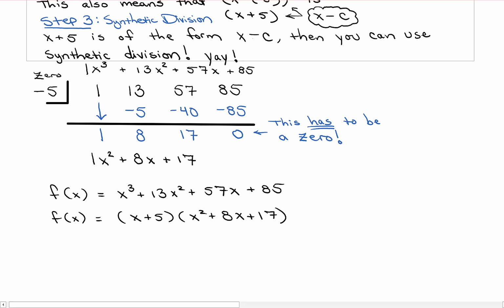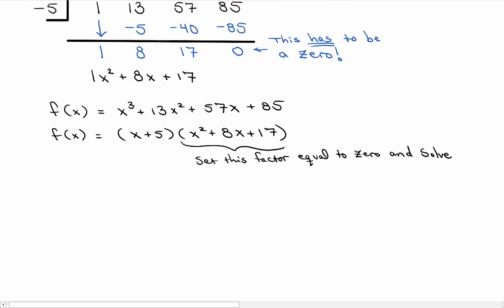Now, we need more factors, right? Because this is originally a third degree polynomial function, and I need to split this up so I can find each one of those zeros. I need 3 zeros. I need 3 factors. Let's set this factor equal to 0 and let's try to solve it.